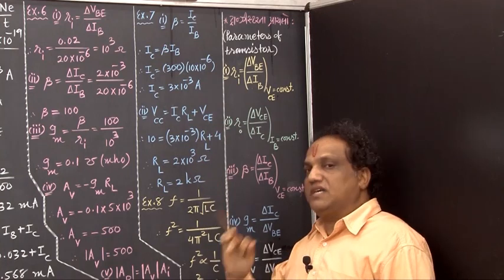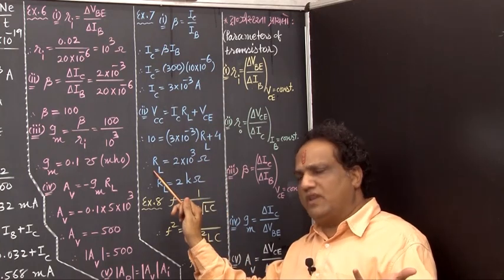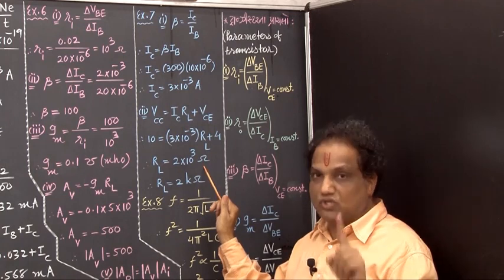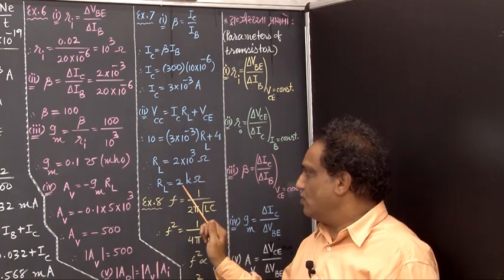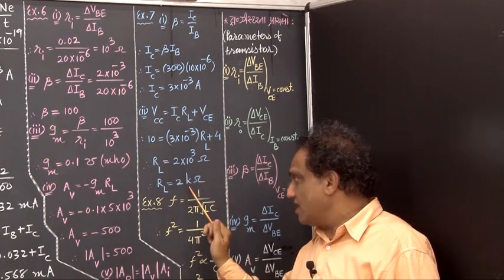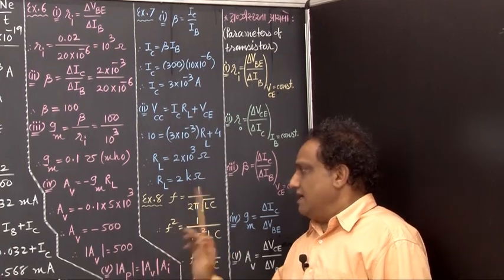But if they ask this value in kilo ohm, you know very much 10 raised to 3 ohm is nothing but 1000 ohm, which is 1 kilo ohm. So it is as good as 2 kilo ohm, right? Small k here, correct? Read number 8 now.